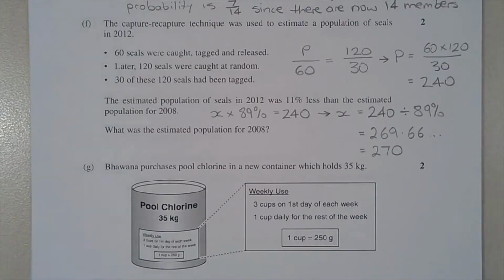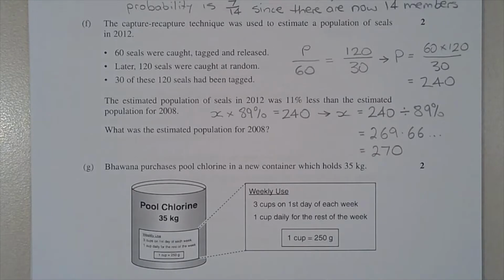Question 26F. The capture-recapture technique was used to estimate a population of seals in 2012. 60 seals were caught, tagged and released. Later, 120 seals were caught at random. 30 of these 120 seals had been tagged. The estimated population of seals in 2012 was 11% less than the estimated population for 2008. What was the estimated population for 2008?